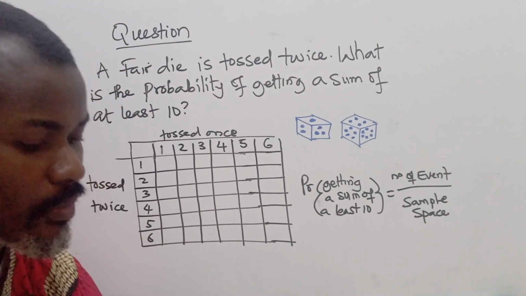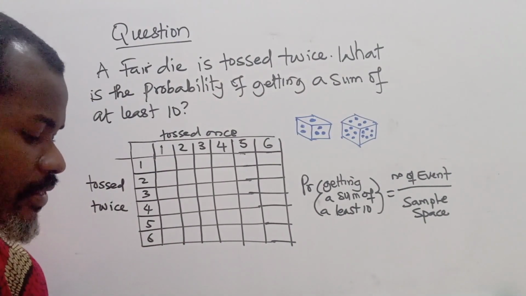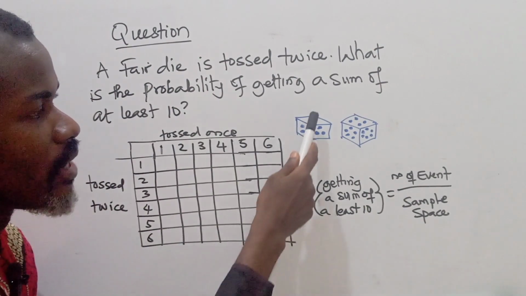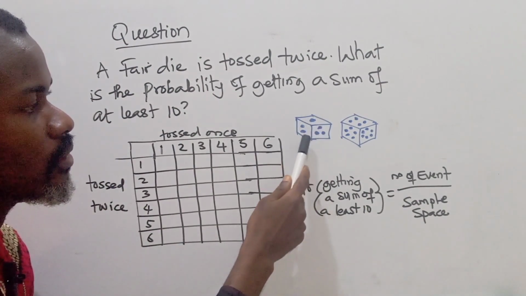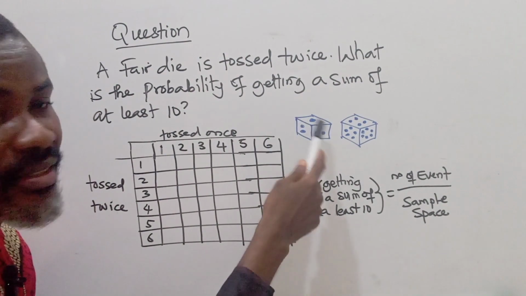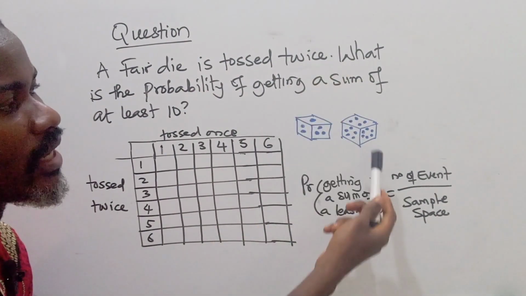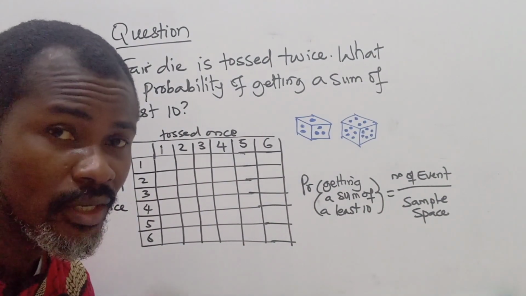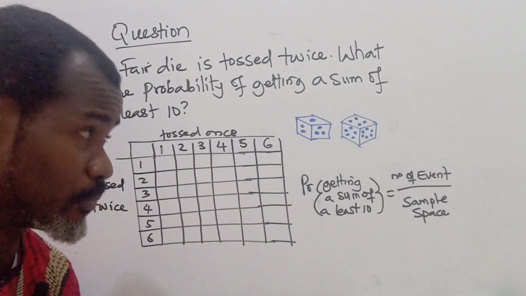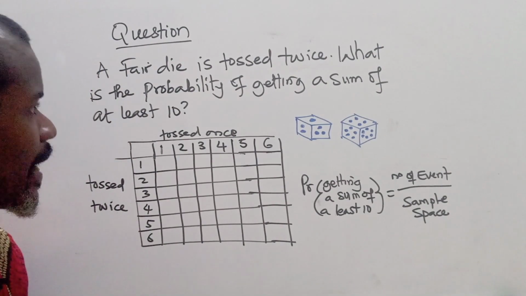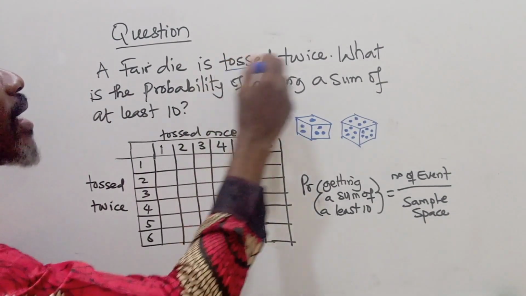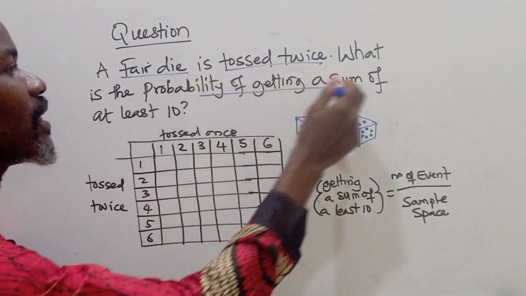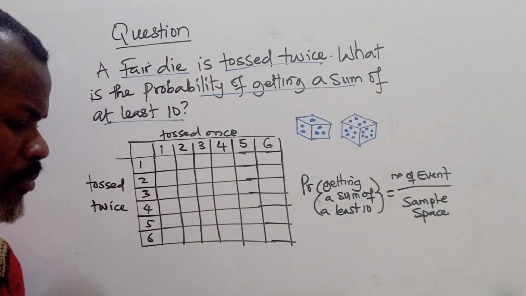What does that mean? It means that we have a die. Of course, a die has how many sides? We have 6 sides. We have 1, 2, 3, these 3 sides, then behind we have 4, 5, and 6 dots. I know we've all seen a die. So now the die is tossed twice. The fair die is tossed twice. What is the probability of getting the sum of at least 10?